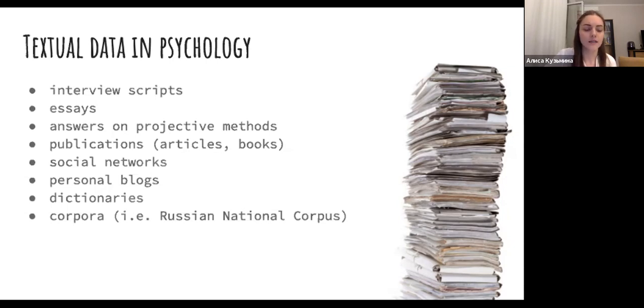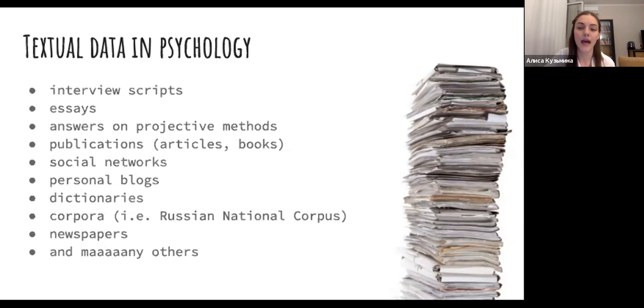language. And I think they are from maybe the 19th century to nowadays, maybe even earlier. So yeah, it's a really cool thing to search for something. And newspapers, and of course, many other textual data sources. As you can see, we have a lot of textual data in psychology, and the main problem is the impossibility of manual analysis of it.